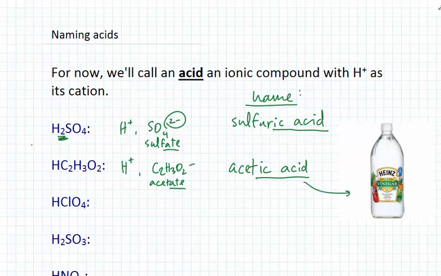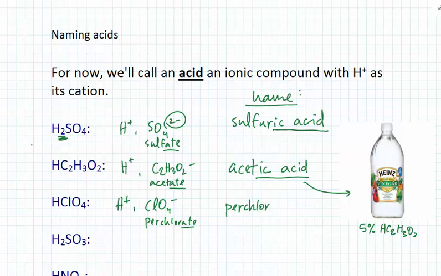Acetic acid is also in vinegar. Vinegar is 5% acetic acid. Sort of like bleach is 5% sodium hypochlorite, right? H plus, what is ClO4 minus called? That is perchlorate. So again, perchlorate becomes ic acid, so perchloric acid, okay?